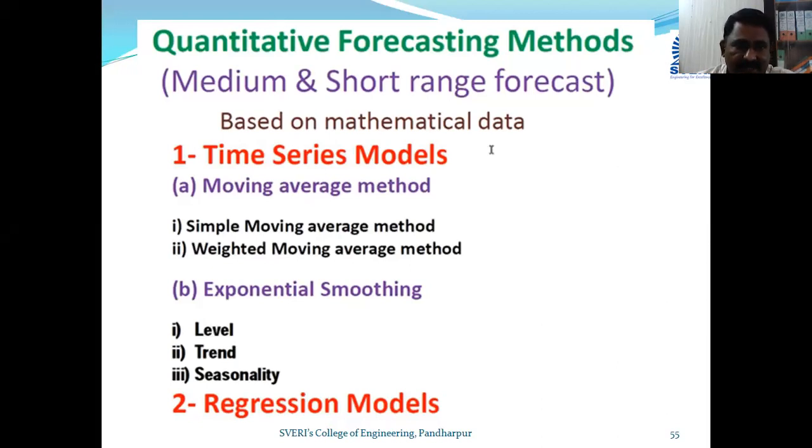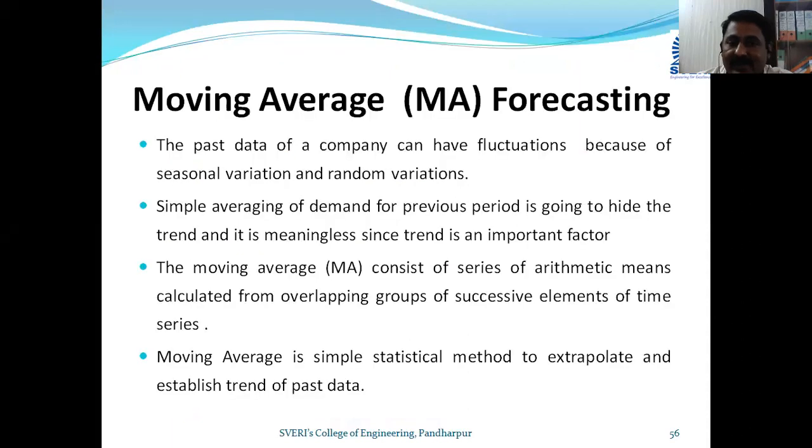So here in this quantitative forecasting method, the time series method, we have discussed in the last lecture. In this time series, again, there are moving average and exponential smoothing. We have discussed in detail the moving average method. In moving average, there are two types: one is simple moving average and the other is weighted moving average.